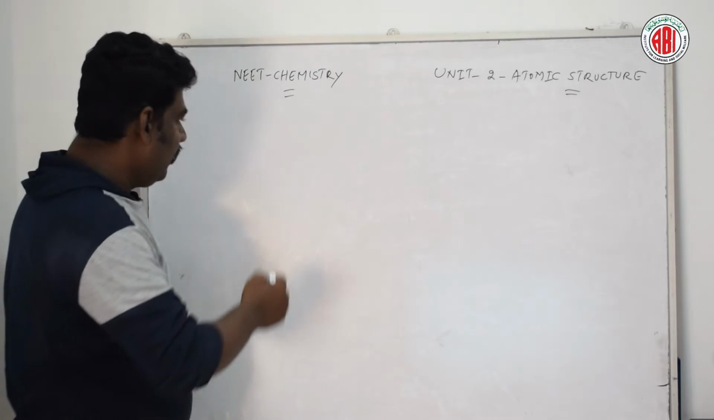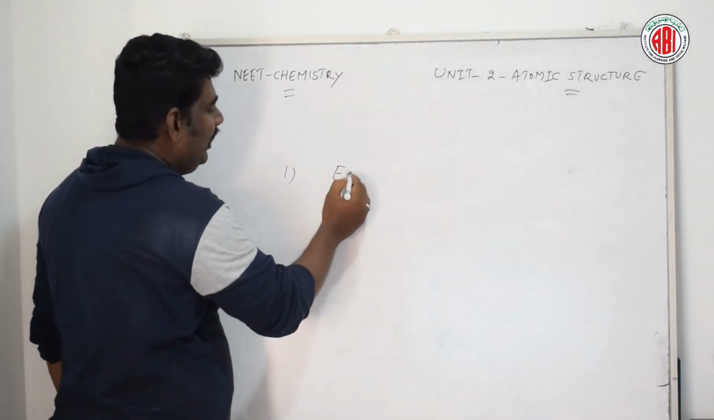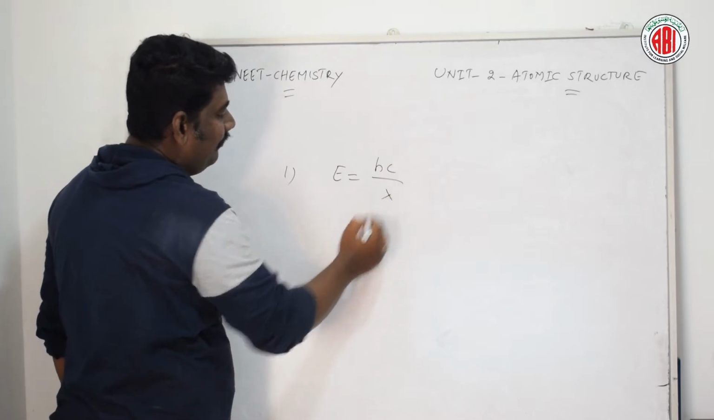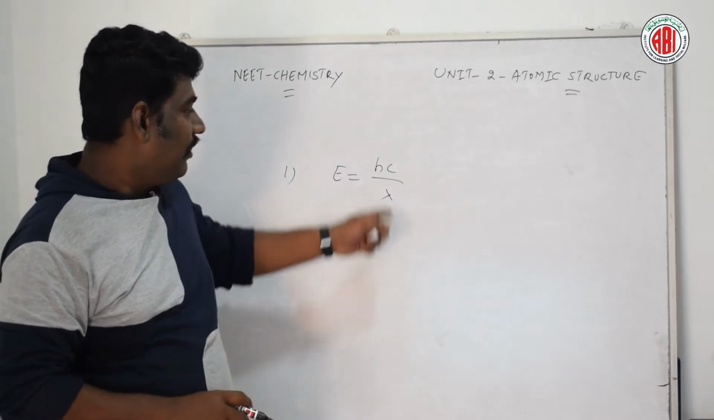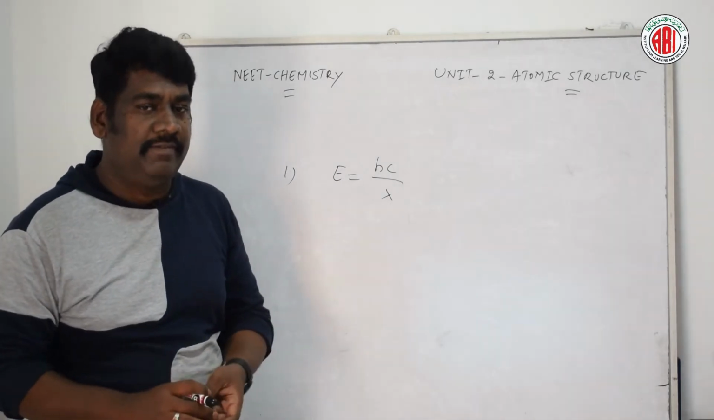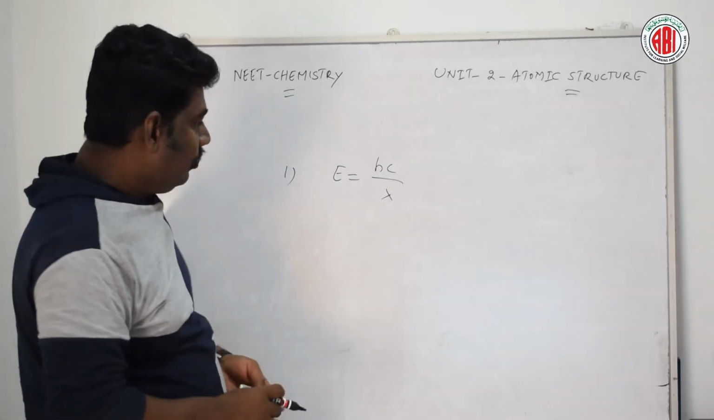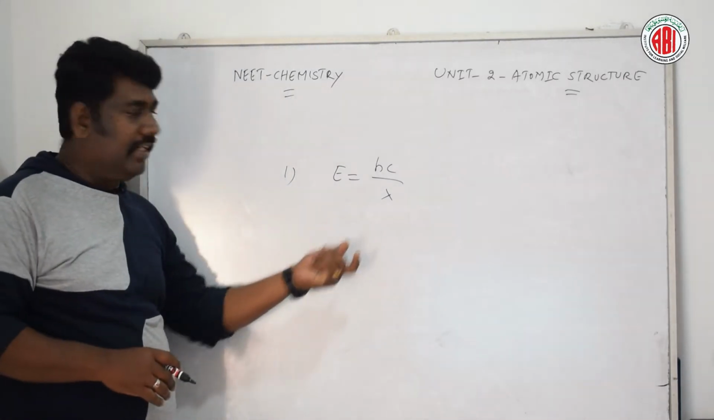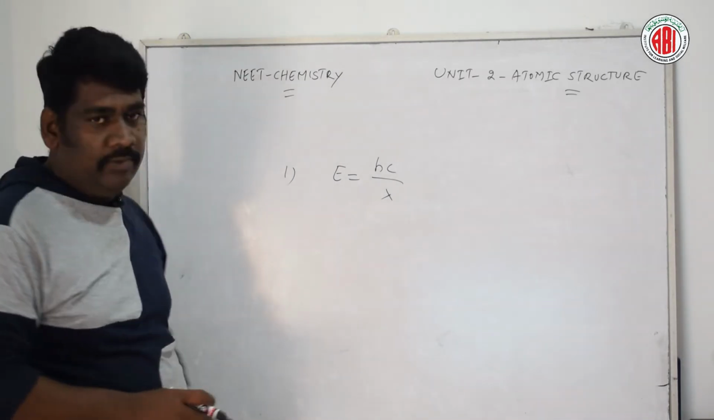According to this question, we are going to follow the formula E is equal to hc by lambda. E is nothing but energy, h stands for Planck's constant, c stands for speed of the light and lambda stands for the wavelength. Let us apply all the values given in the question so that we come to know the E value.